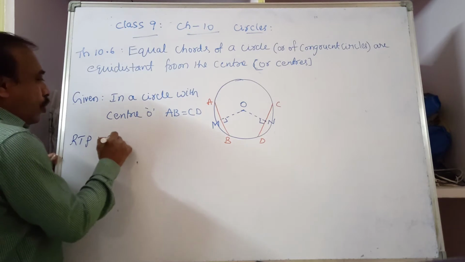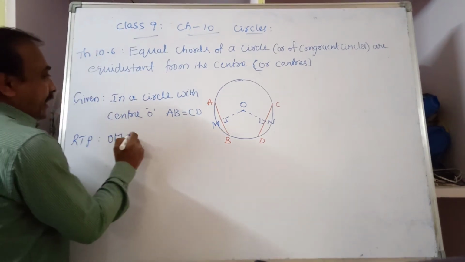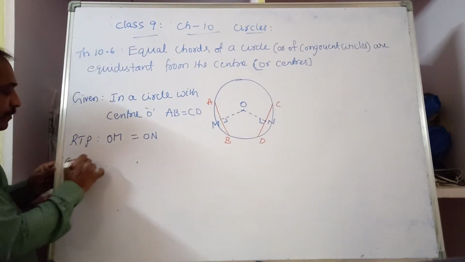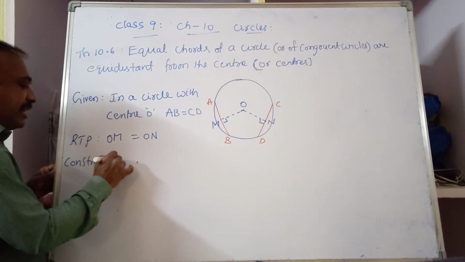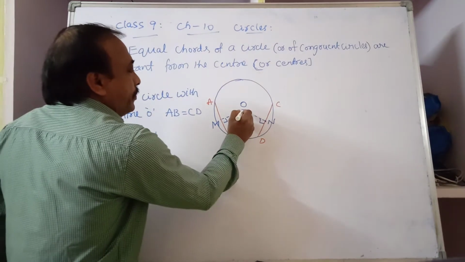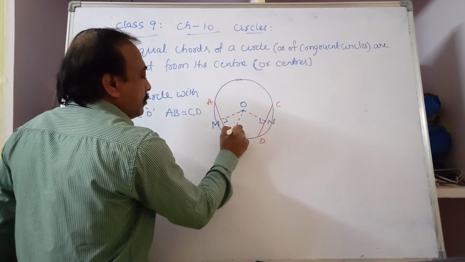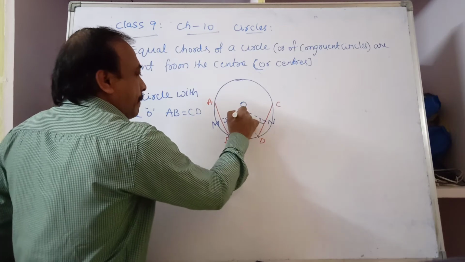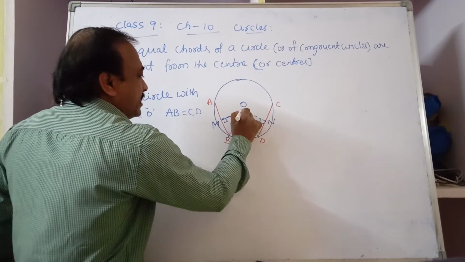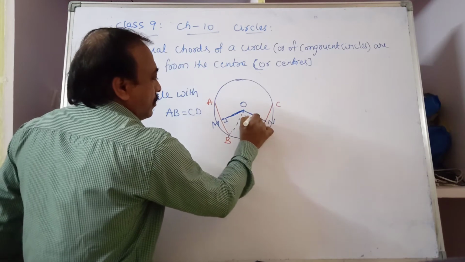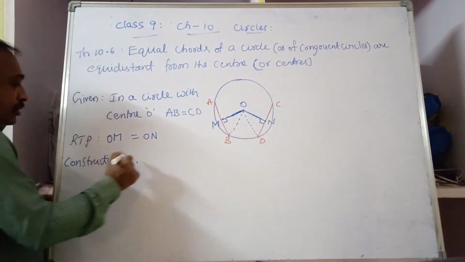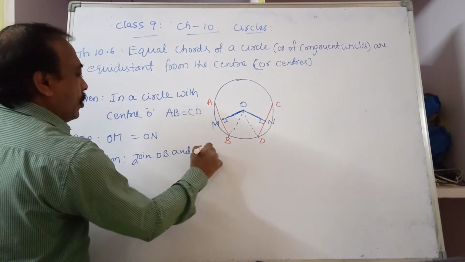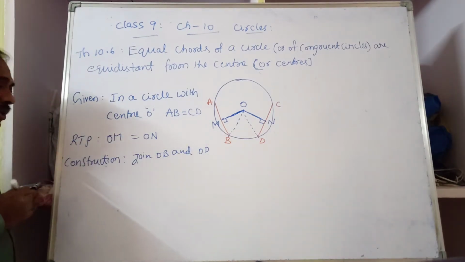Required to prove: OM is equal to ON. That we have to prove. Construction: join O to B and O to D. This is the perpendicular and this is the construction. So construction: join OB and OD. We join from O to B and O to D. Proof.